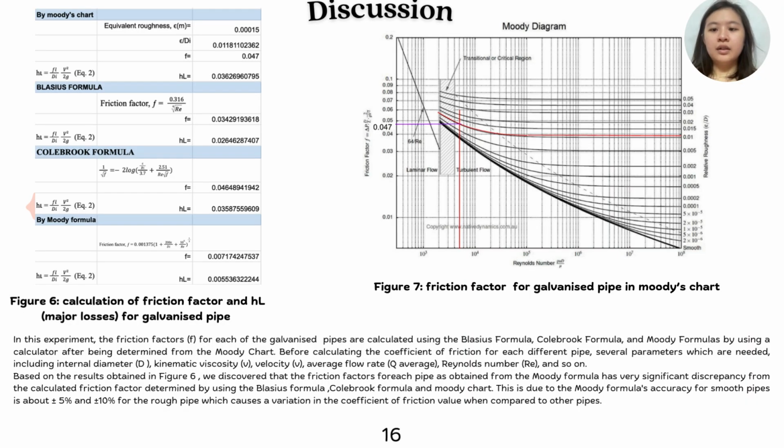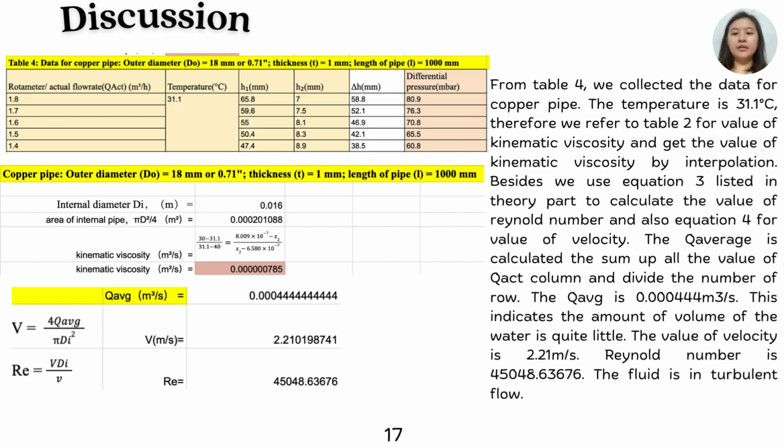This slide shows Figure 6, the calculation of friction factors and HL major loss for galvanized pipe. For this page, we have determined the friction factors by using different kinds of methods: Moody's chart, Blasius's formula, Colebrook formula, and Moody's formula. Figure 7 is the Moody's chart for us to determine the friction factors. We have determined the equivalent roughness, and also utilized the parameters we calculated in the previous slide. We can see that the friction factors are quite consistent, except for the Moody's formula, which is quite different from the other methods. And also the HL value is 0.036 on average.